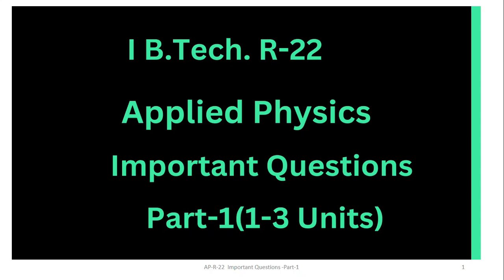Students, this is Dr. Shivnag Reddy and we are going to see the important questions for Applied Physics for the mid exam as well as the exam pattern.